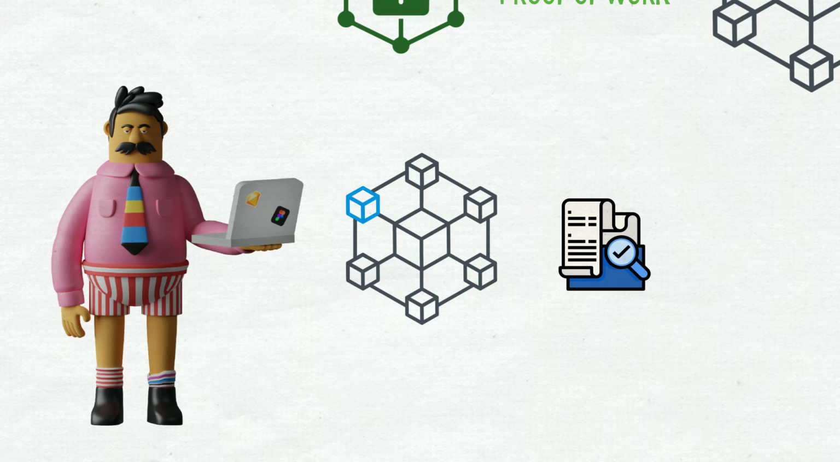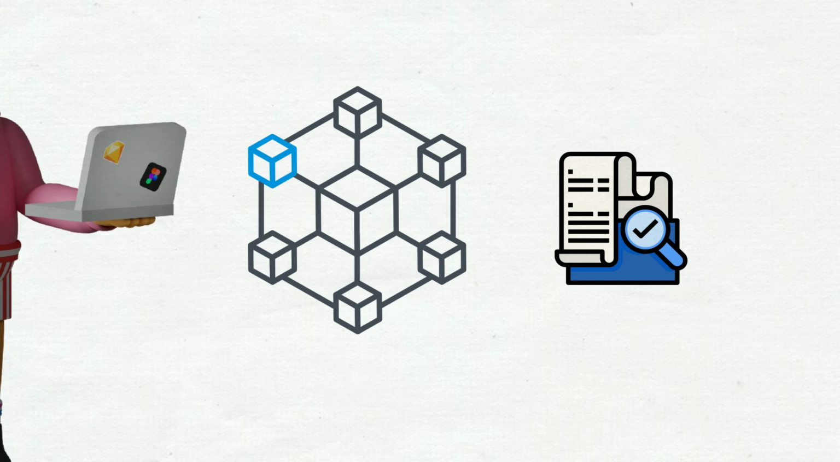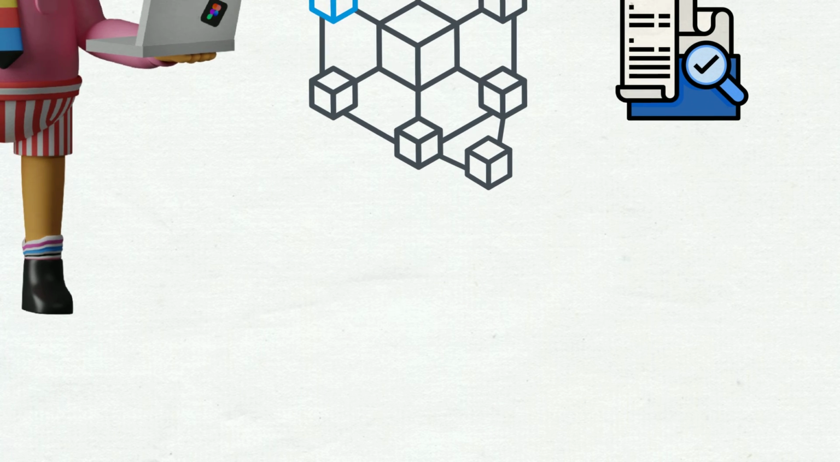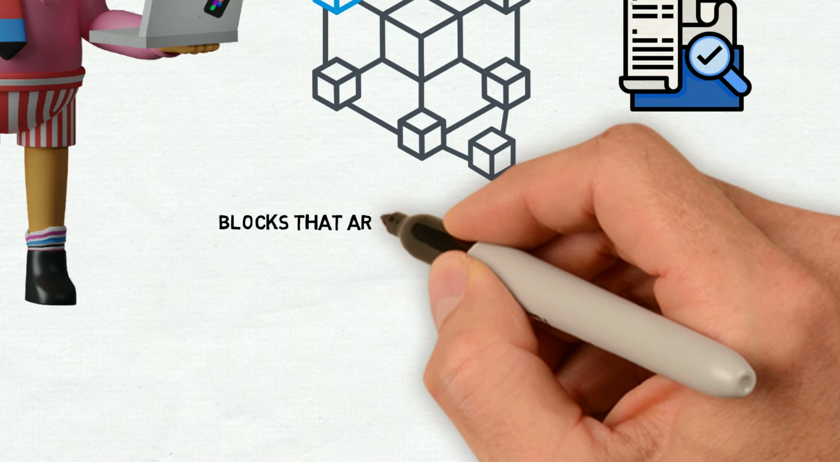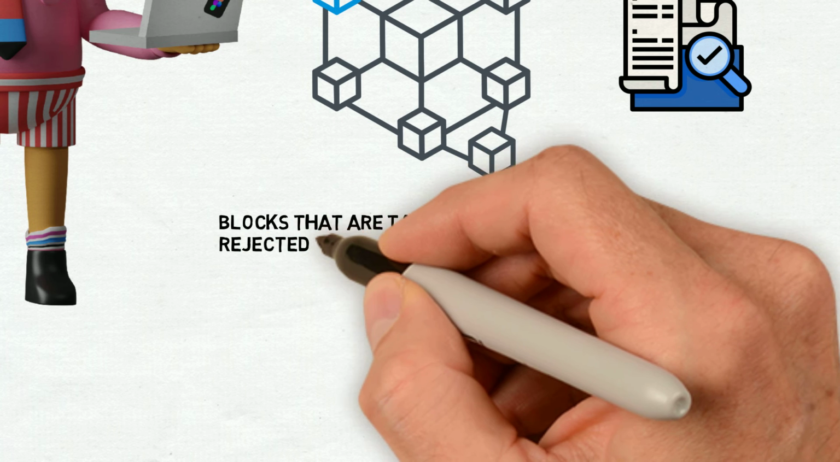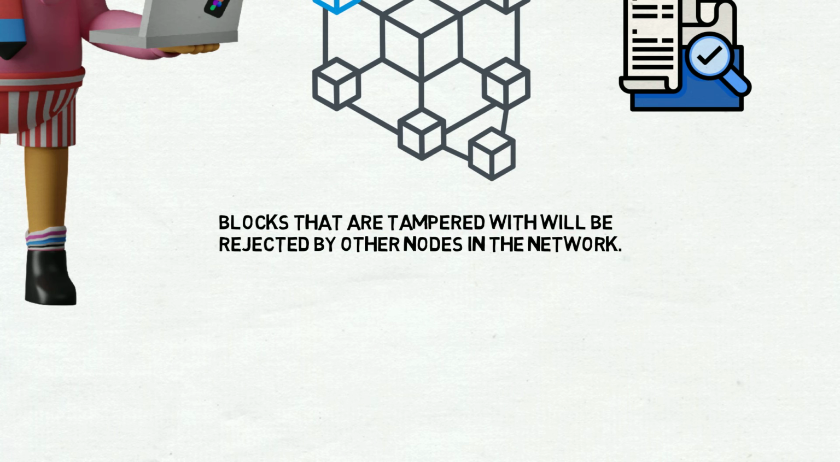Now let's see what happens when someone creates a new block. That new block is sent to everyone on the network. Each node then verifies the block to make sure that it hasn't been tampered with. If everything checks out, each node adds this block to their own blockchain. All the nodes in this network create consensus. They agree about what blocks are valid and which aren't. Blocks that are tampered with will be rejected by other nodes in the network.